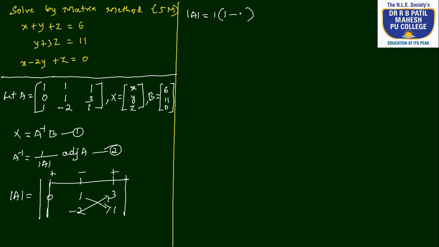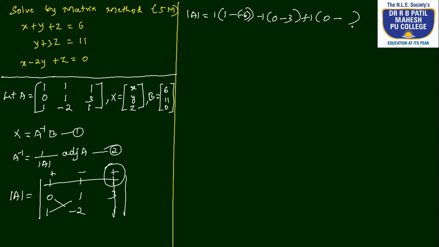Similarly, go for the second element. What is the second element here? Minus 1. Leave the row and the column, take the 4 numbers and cross multiply them: 0 into 1 minus 1 into 3. Next, plus 1. Leave its row and column. Its row is here, its column is here. Cross multiply: 0 into any number minus 1 into 1. This is how we find the determinant, as you know already.